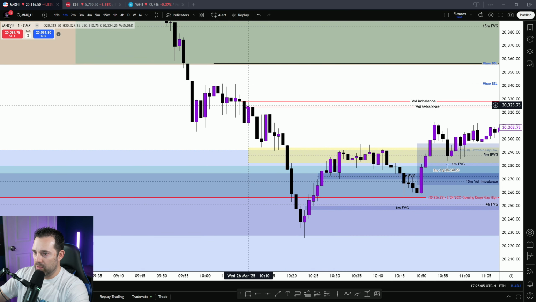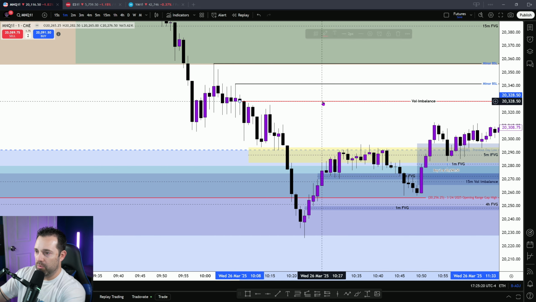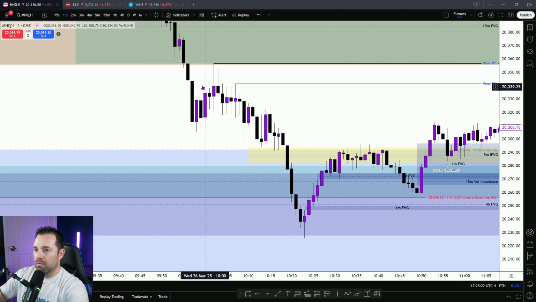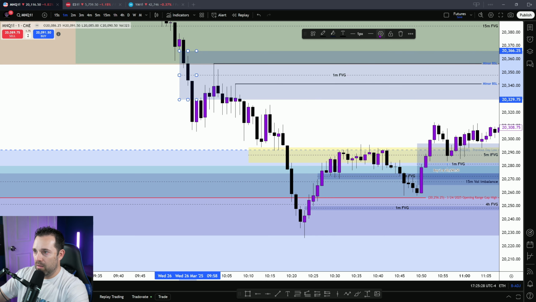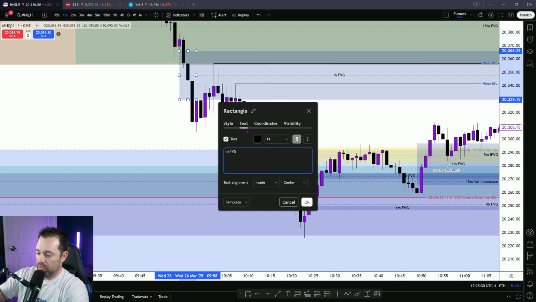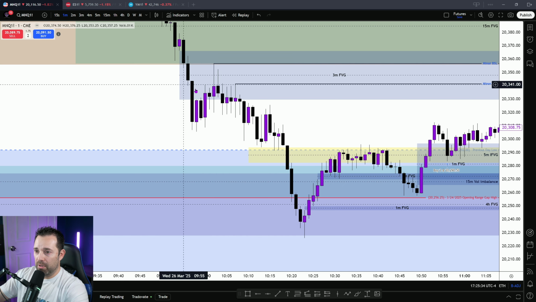Now I'll zoom in. See, we had this little... you know what? I forgot to remove this because there was a little data blip here and it gave me a volume imbalance, but I saw that it wasn't one and I forgot to remove it. So let me remove that. So also I was looking right here. We had a 3-minute fair value gap. Okay. I removed that when I was supposed to leave it for this video. There's a 3-minute fair value gap right there.